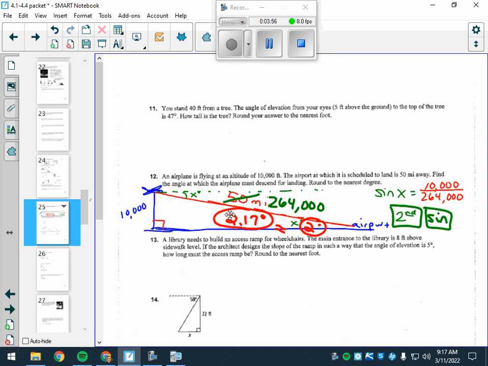Yeah. Mm-hmm. You did? But it wasn't 2.17, I bet. It was probably something else that rounded to 2. No, I got 2.17.